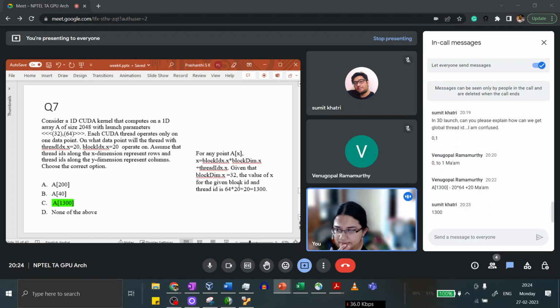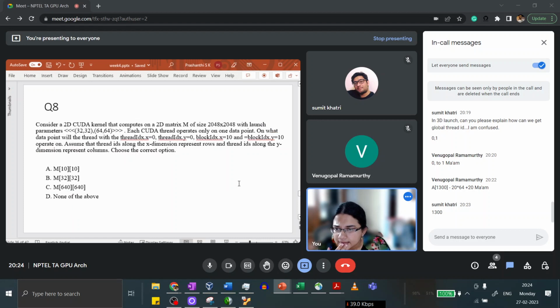So let's move on to the next question. It's a very similar question, except we're dealing with a 2D CUDA kernel. This 2D CUDA kernel operates on a 2D matrix M of size 2048 cross 2048 with these launch parameters. Again, everything operates on only one data point. On which data point will the thread with threadIdx.x 0, y 0, blockIdx.x 10, blockIdx.y 10 operate? You have a few options, so try and work this out.